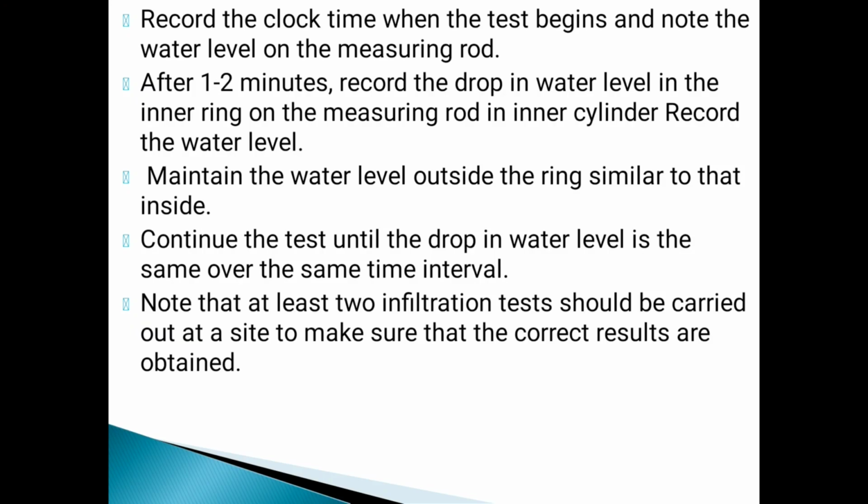Record the clock time when the test begins and note the water level on the measuring rod. After 1 to 2 minutes, record the drop in the water level in the inner ring on the measuring rod. In the inner cylinder, record the water level. Maintain the water level outside the ring similar to that inside. Continue the test until the drop in water level is the same over the same time interval. Note that at least 2 infiltration tests should be carried out at the site to make sure that the correct results are obtained.